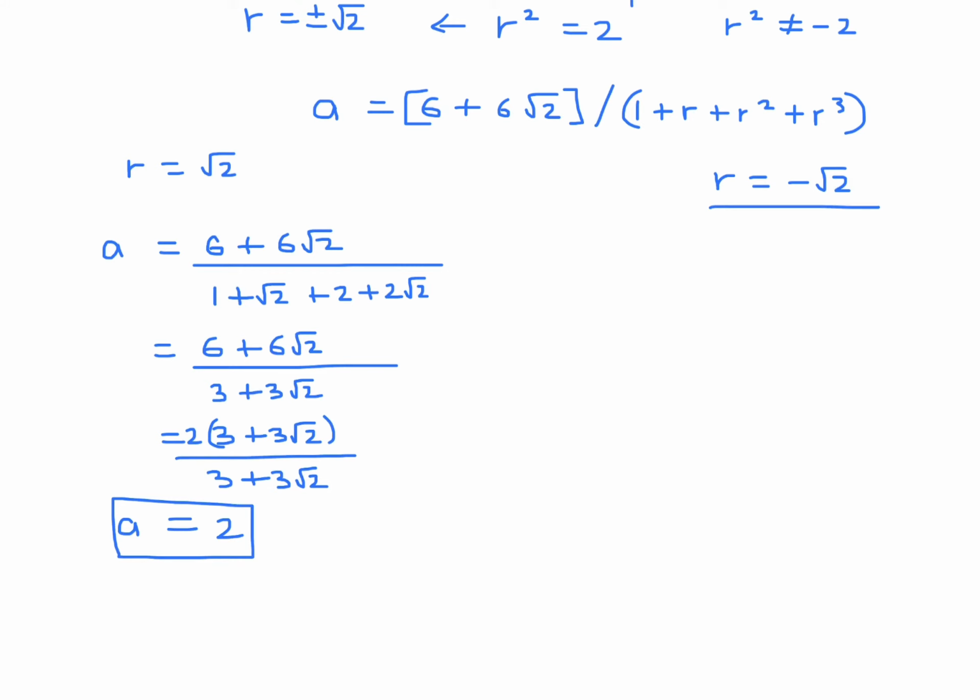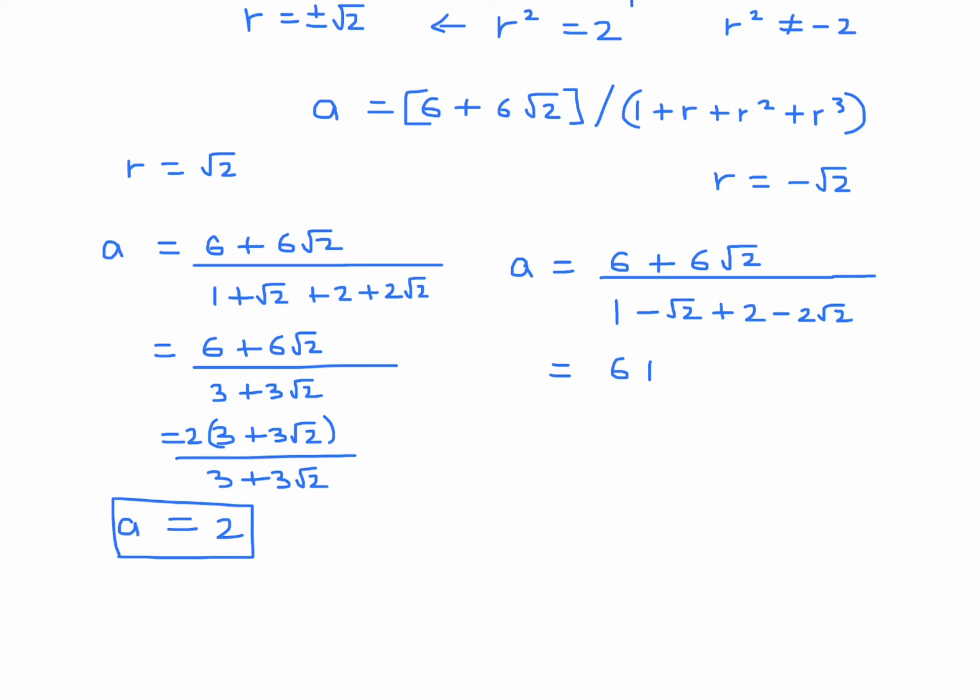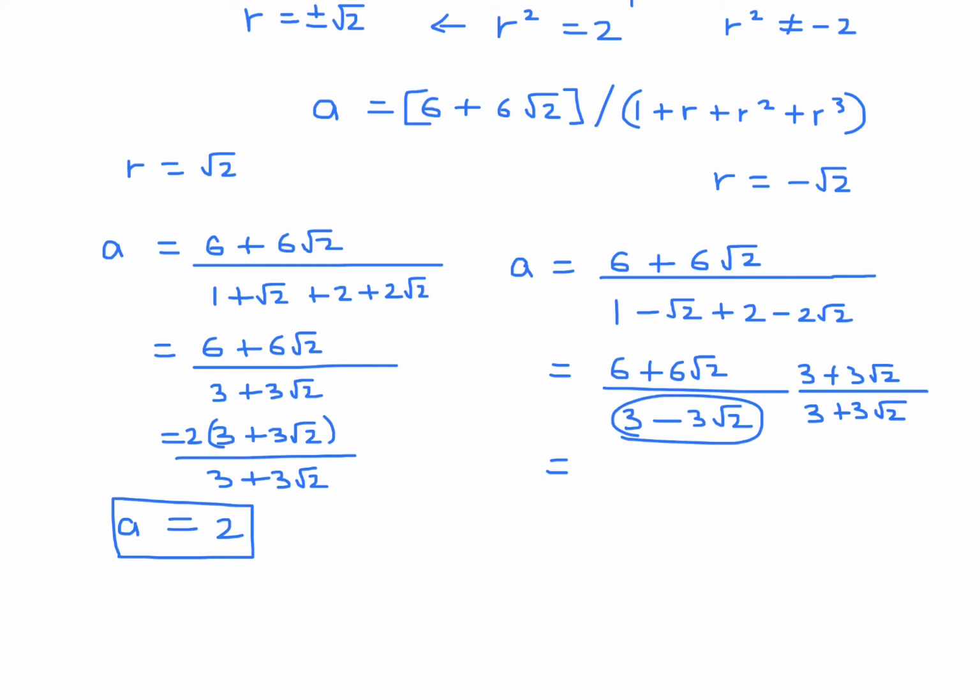Now let's do it for r equals negative root 2. A would therefore be 6 plus 6 root 2 over 1 minus root 2 plus 2 minus 2 root 2. Right. So this is going to be 6 plus 6 root 2 over 3 minus 3 root 2. Okay, that is the answer, but we have to probably rationalize the denominator, and I'm never sure when they want you to do that, when they don't want you to do that. But just to be on the safe side, let's just do it. So multiply top and bottom by the conjugate of this, right?